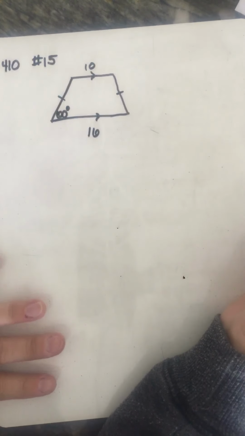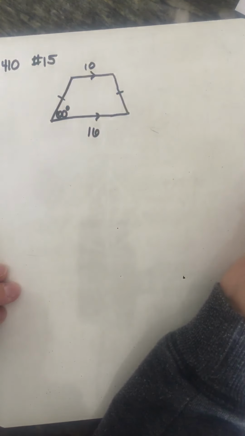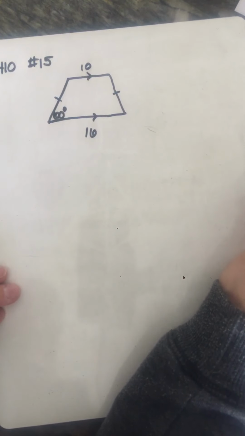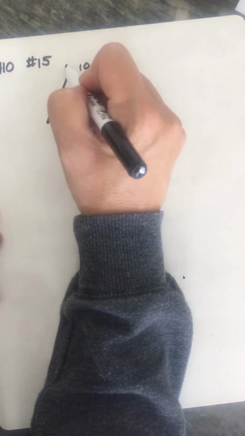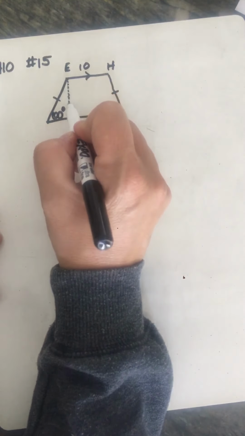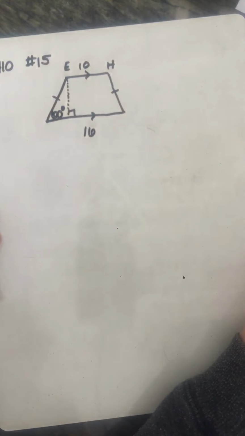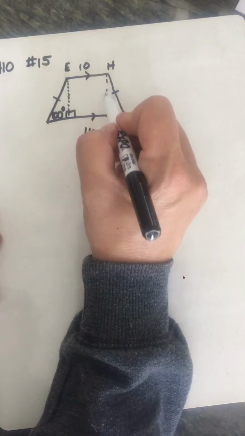And they give a hint. They want us to find the perimeter of the isosceles trapezoid. The hint is to drop altitudes of the trapezoid from E and H. So E is up here, and they say H is here. So you're dropping an altitude. Remember, an altitude drops to a 90-degree angle. So we've created a right triangle here, and the same thing over here.